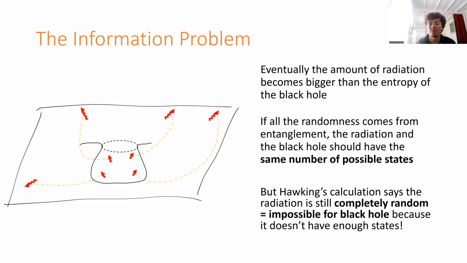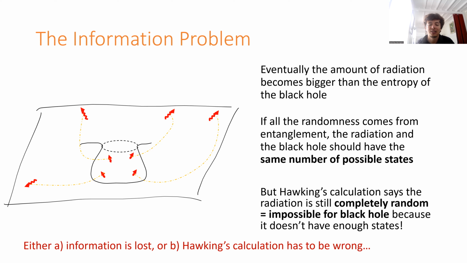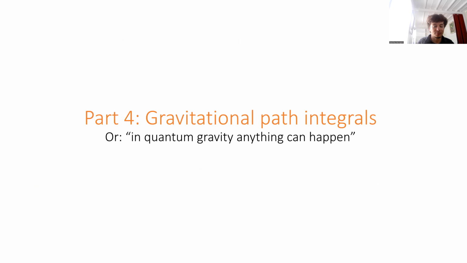So at this point, if we want to believe Hawking's calculation, then we have to give up on information being preserved. We have to give up on this very basic principle of physics that I showed in the video at the very beginning. There's only two options. Either information is lost, and quantum gravity is different from every other theory we've known in all of history in how the fundamental principle of how information works in it, or Hawking made a mistake somewhere, and he has to have made a mistake before this time where the amount of radiation becomes bigger than the entropy of the black hole.